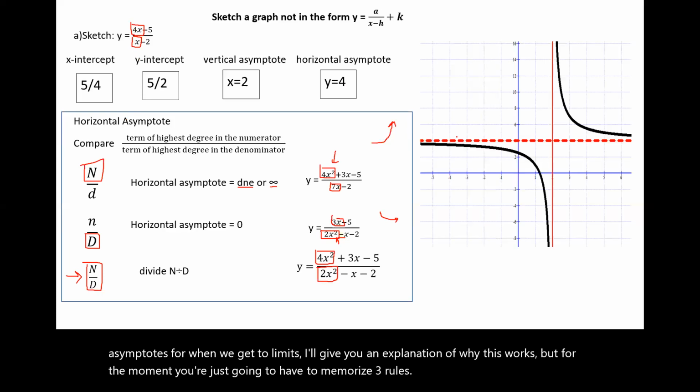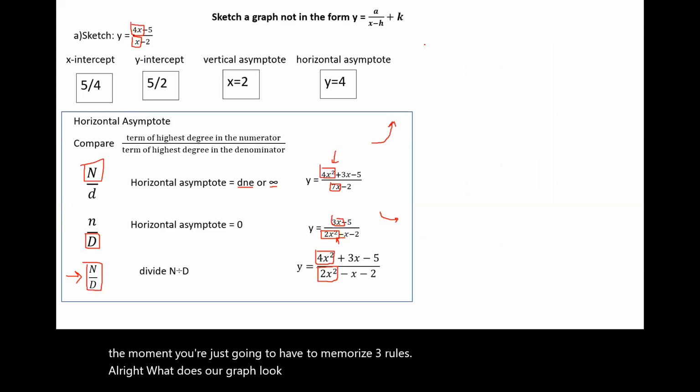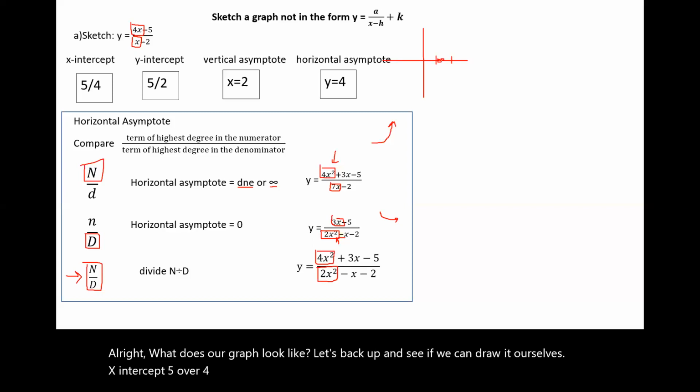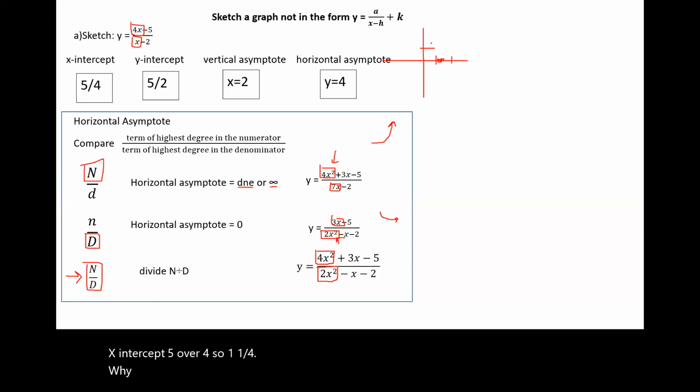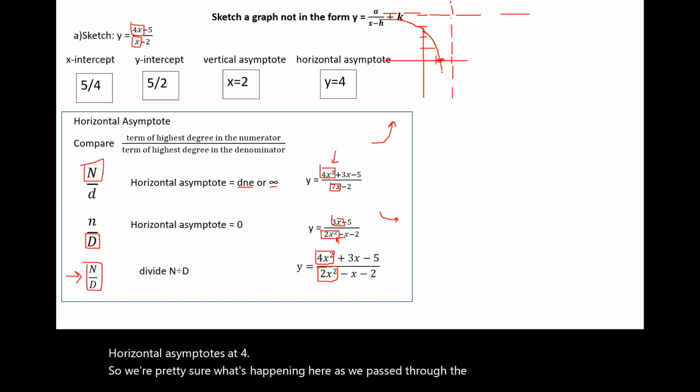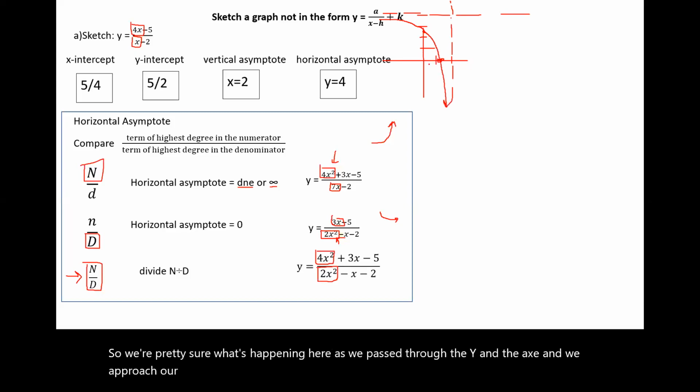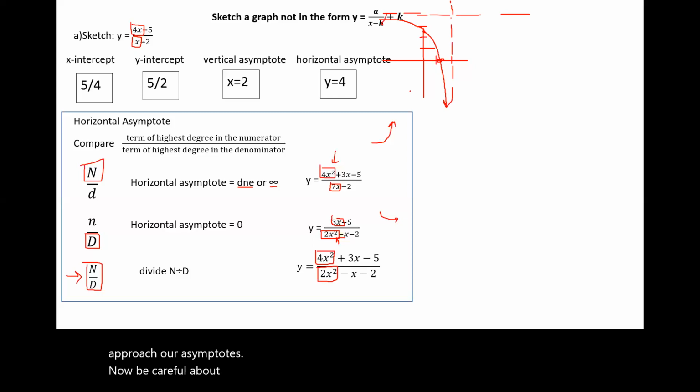All right, what does our graph look like? Actually, let's back up and see if we can draw it ourselves. X-intercept 5/4, so 1 1/4. Y-intercept 5/2, what's that, 2.5? Vertical asymptote at 2. Horizontal asymptote at 4. So we're pretty sure what's happening here is we pass through the y and the x and we approach our asymptotes. Now, be careful about saying, I'm done, that's it, look at me, I'm finished.